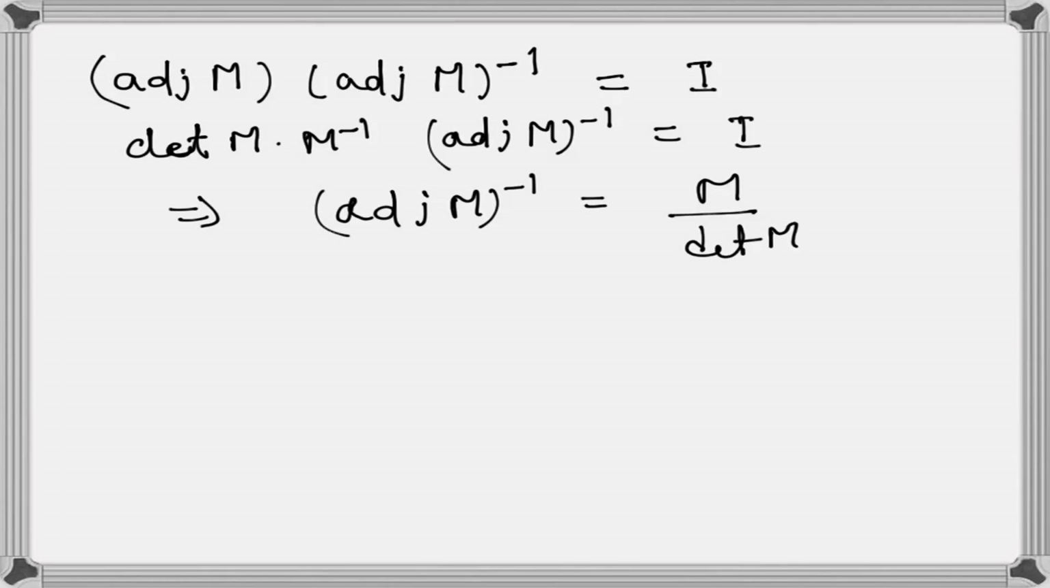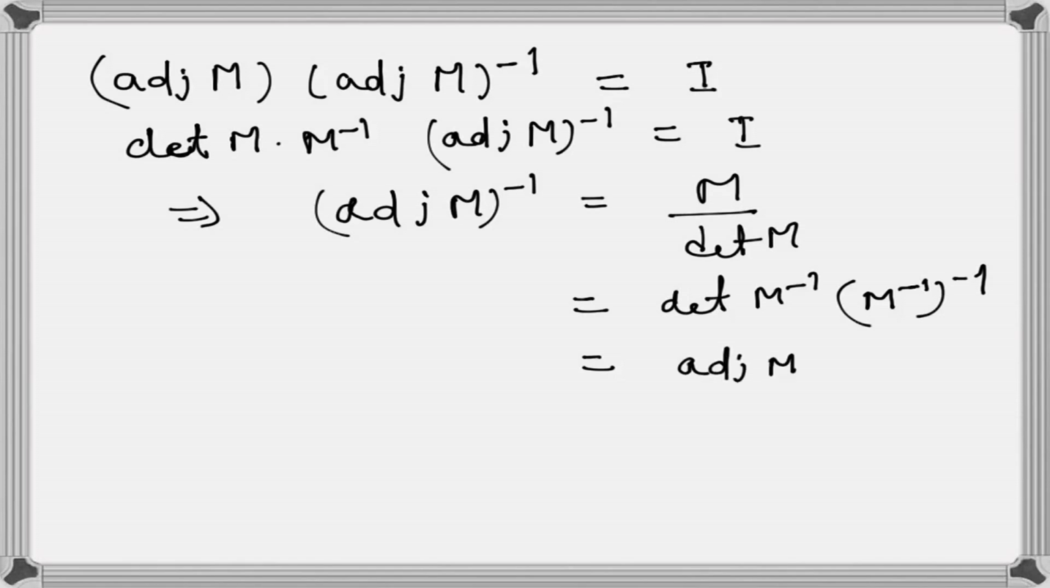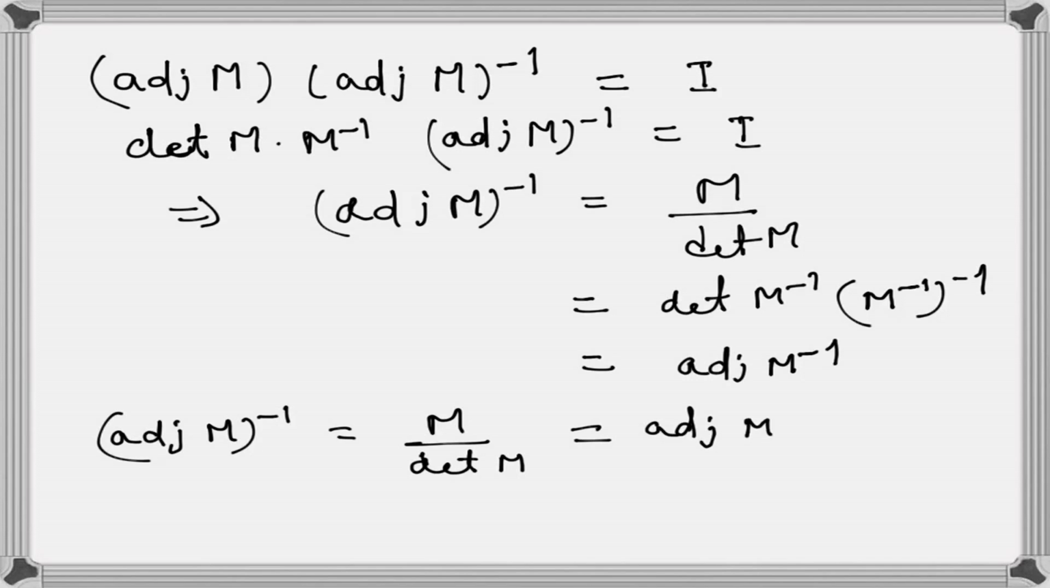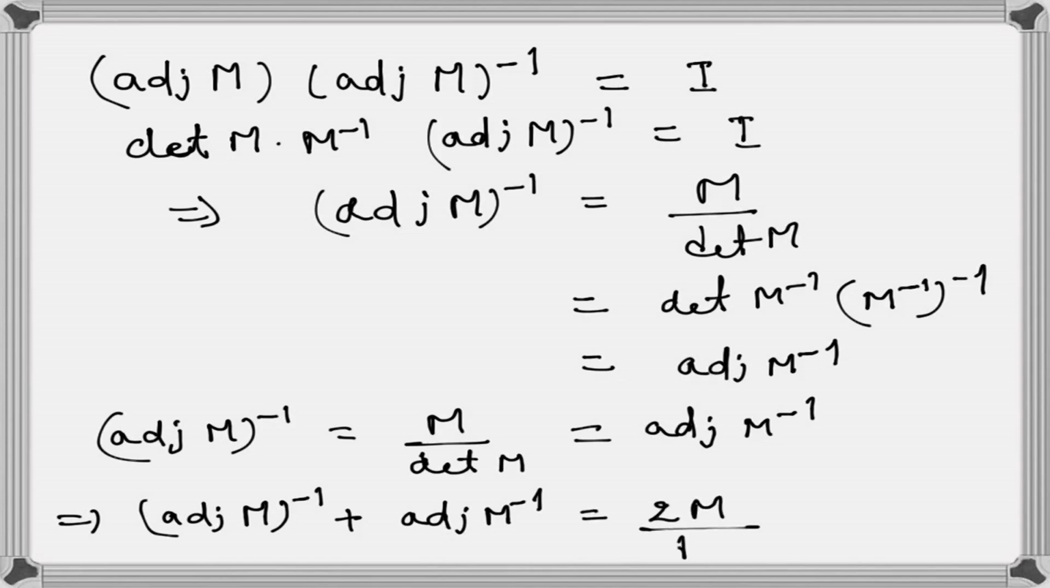So as we know that determinant of M is equal to 1 upon determinant of M inverse, so this is nothing but determinant of M inverse. I can also write this as M inverse of inverse. Okay, so this is nothing but adjoint of M inverse. So what do we have? We have this relation: adjoint of M whole inverse is equal to M upon determinant of M is equal to adjoint M inverse. Okay, so this means adjoint M inverse plus adjoint of M inverse is equal to 2M upon determinant of M, and determinant of M is minus 2, so this is equal to minus M. So this is what we wanted to prove, right?